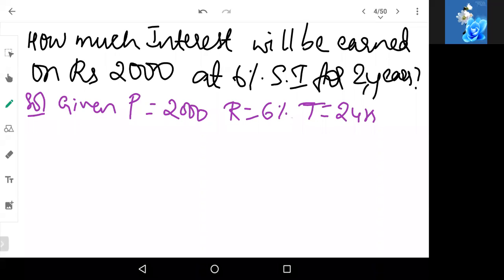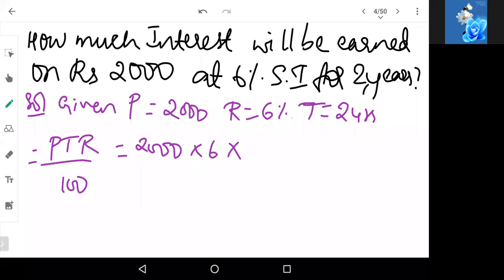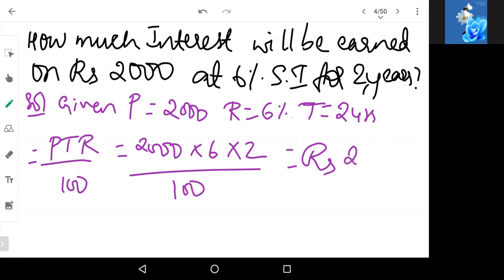I'm getting different values. One says 240, one says 600, 240. Rida, that 600 is for what? 240 is the right answer. Very good. So PTR by 100: 2000 into 6 into 2 by 100, which will give you 240.